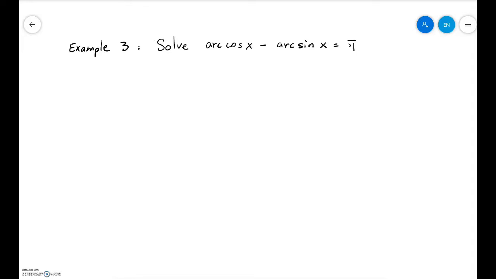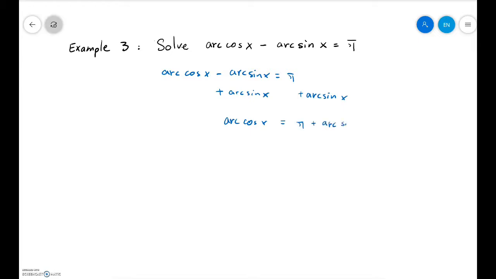How I'm going to start is by rewriting the equation arc cosine of x minus arc sine of x equals pi, adding arc sine of x on both sides. The reason for it is that in the future, it's easier to deal with an equation that has one trig value on one side of the equation and the other on the other side.